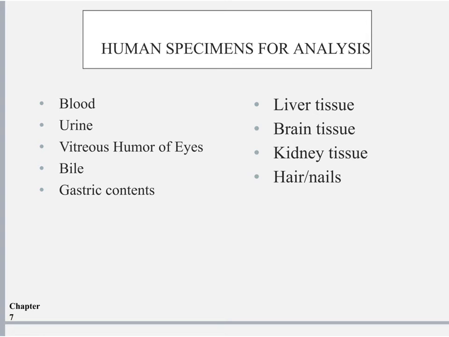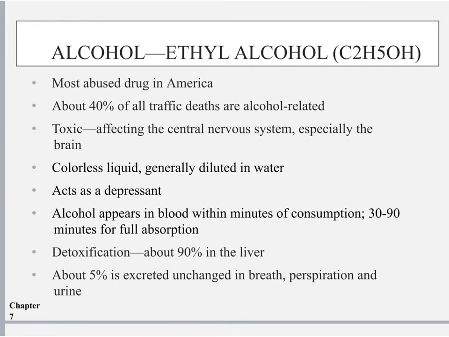You can collect samples from blood, urine, the vitreous humor of the eye, bile, your stomach contents (the gastric contents), liver, brain, tissue, hair, and nails. Okay, so surprisingly enough, alcohol is a drug.